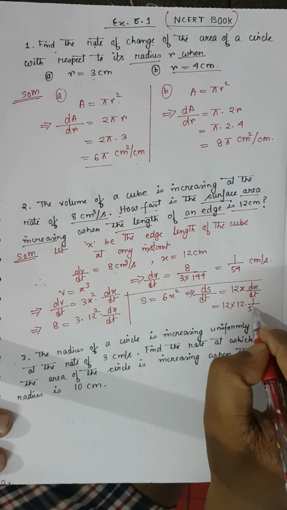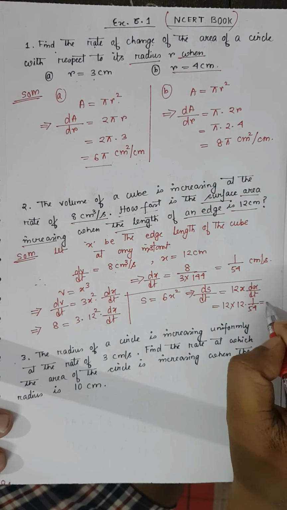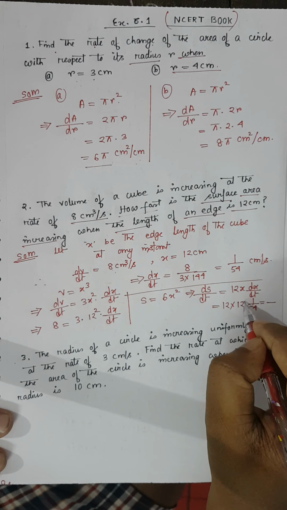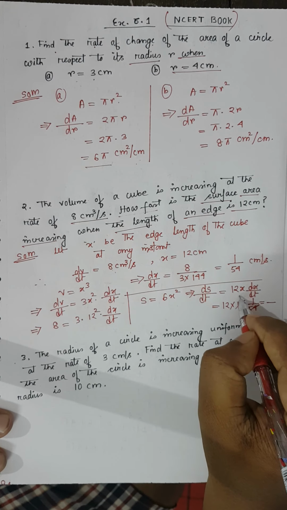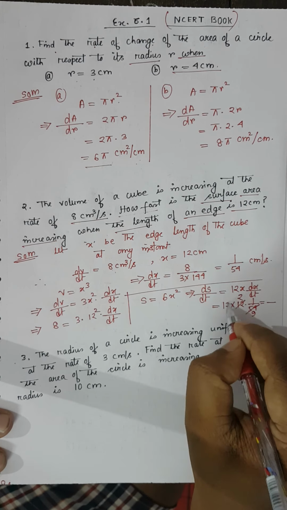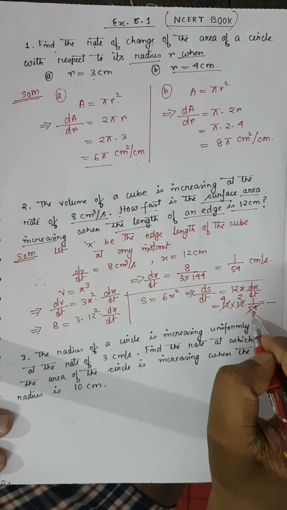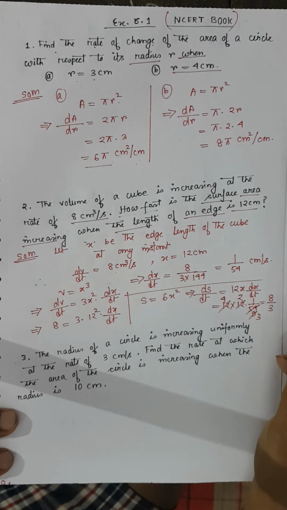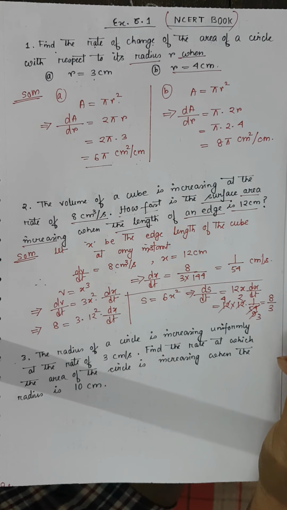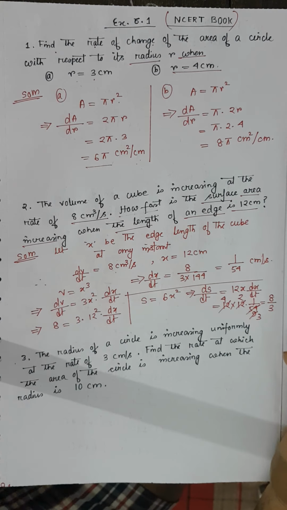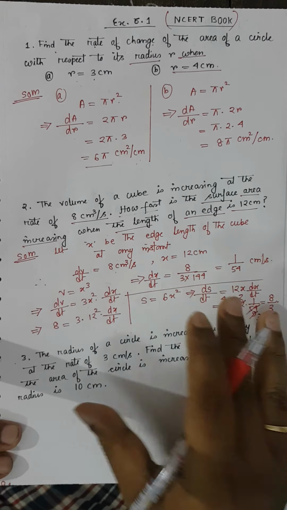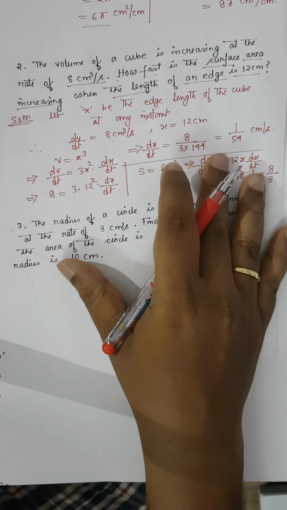1 by 54. So your answer will be, if you divide by 6, it is 2 by 9, divide by 3, it is 4 by 3, so it is 8 by 3 centimeter square per second. This is the rate of change of surface area with respect to time. So you have to write the unit centimeter square per second. This is question number 2.